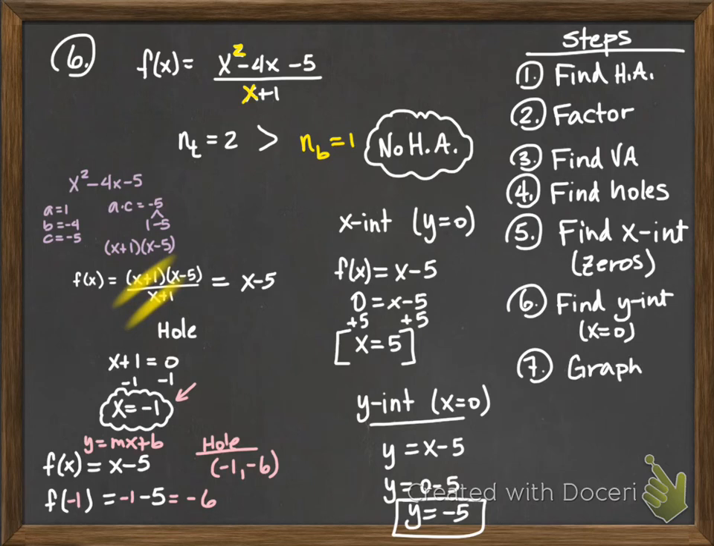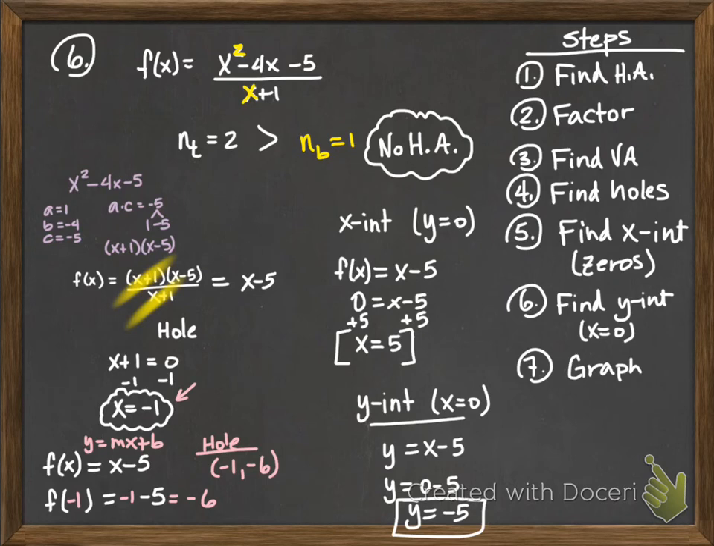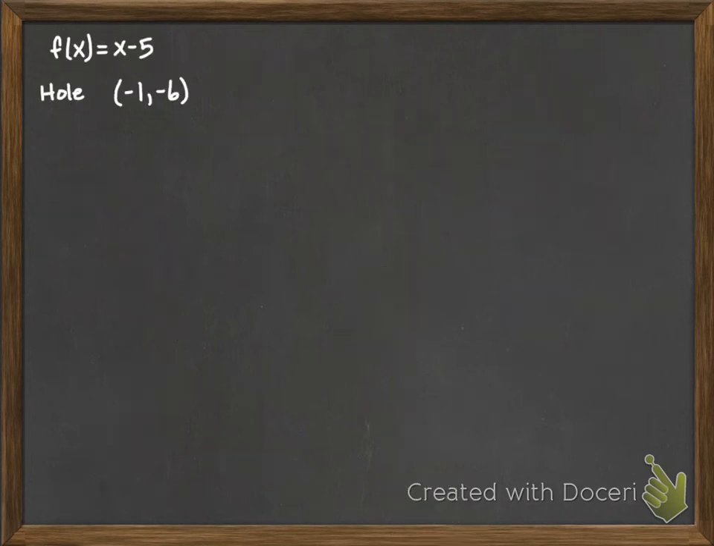Okay. So if I copy all of this over here, we have f of x equals x minus 5. I'm going to copy over our simplified version, so f of x is x minus 5. We have a hole, and that was at -1, -6, I believe. Yes. -1, -6. We don't have a horizontal asymptote and we don't have a vertical asymptote. We have our x-intercept at positive 5, and y-intercept at negative 5.